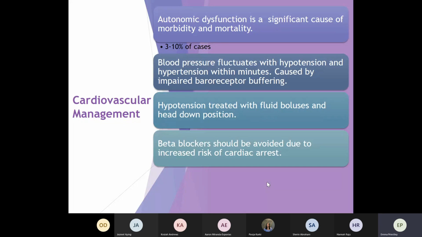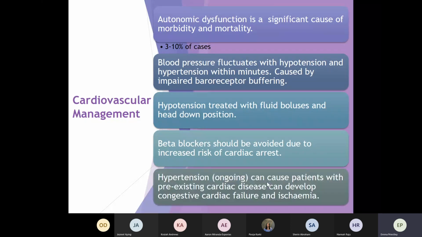Beta blockers, again, if they're starting to go tachycardic, beta blockers should be avoided because they're going to increase the risk of cardiac arrest because they're going to drop the heart rate, and these people are already quite autonomically damaged temporarily. And they might also have some pre-existing cardiac disease as well. There might be something that's going on.